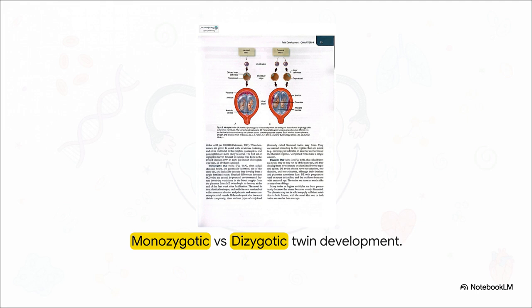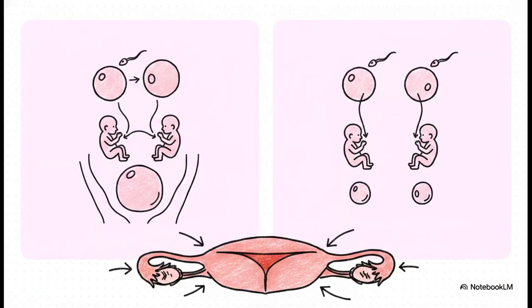In identical twin development, embryonic tissue from one single fertilized egg splits into 2 completely distinct embryos. But in fraternal twin development, 2 entirely separate ova are released by the mother, and they happen to be fertilized at the exact same time by 2 completely different sperm. The crucial point for you to understand here is the clinical implications of these two distinct types.